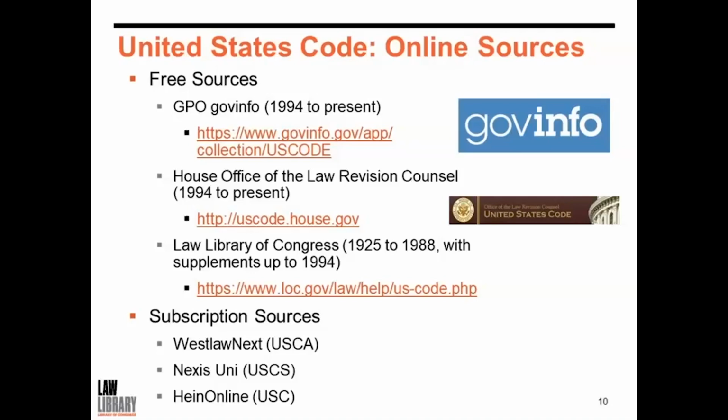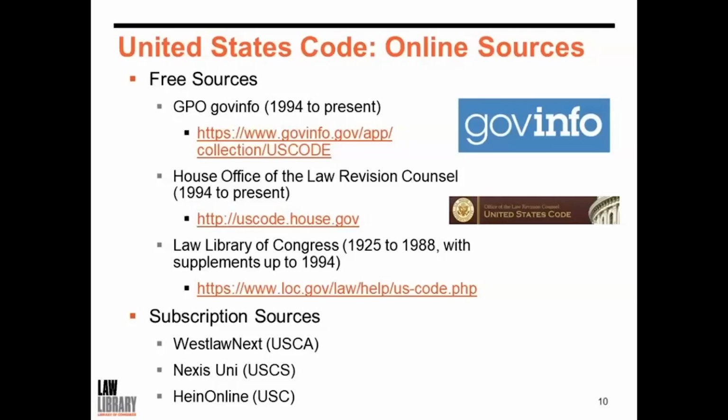That's more like a historical collection to fill the gap between the time when the code was first published, 1925, up through 1994. GPO's site has authenticated PDF versions of the print code. So when you need to see the pages exactly as they are in the printed version, that's what you would use. And the Office of the Law Revision Council's website is more HTML based. Okay, it's not PDFs, it's not scans of the pages.